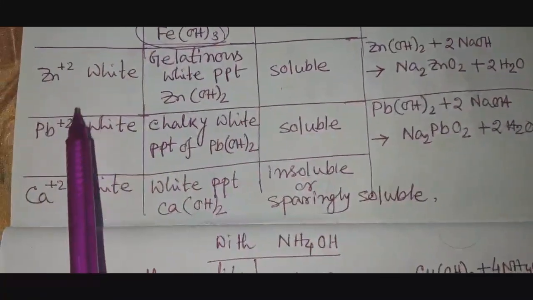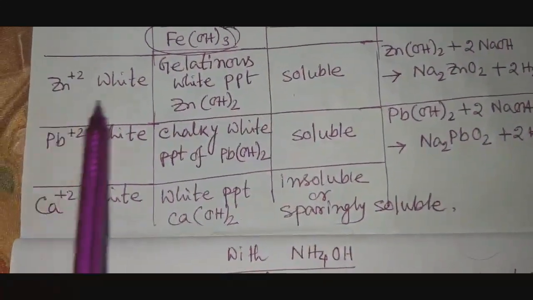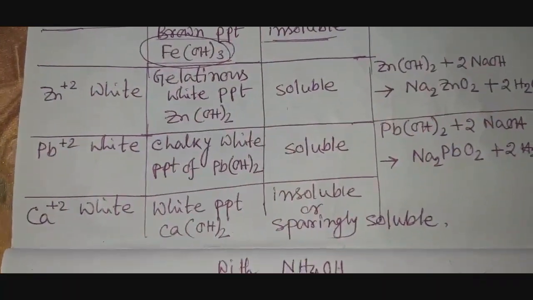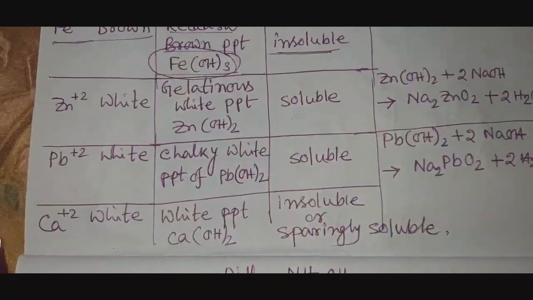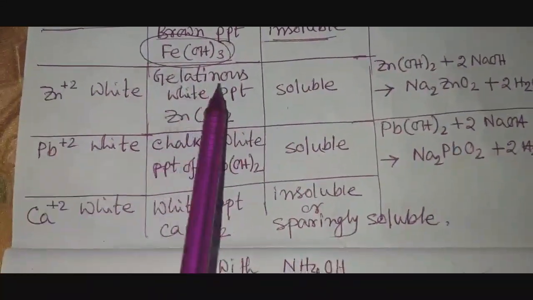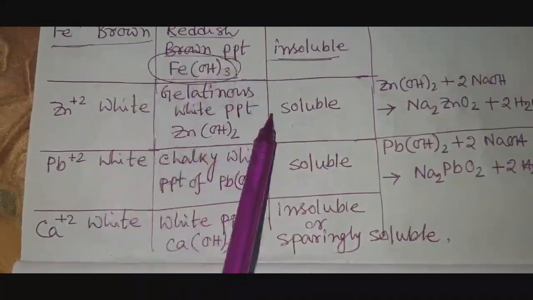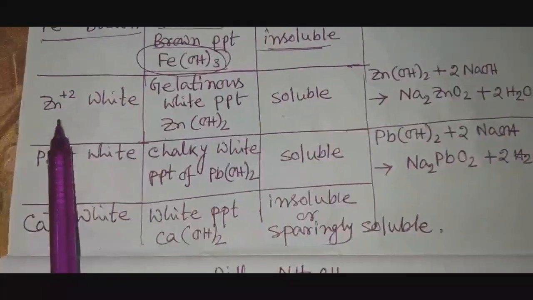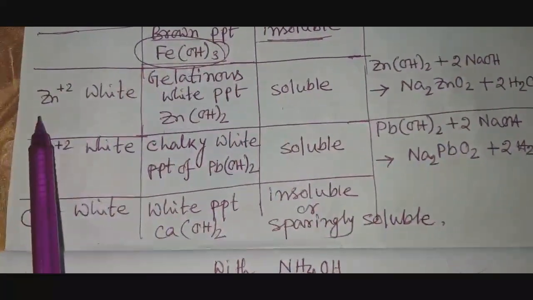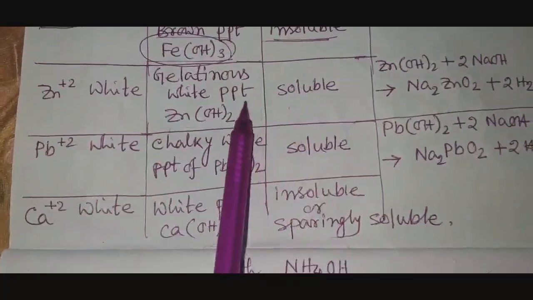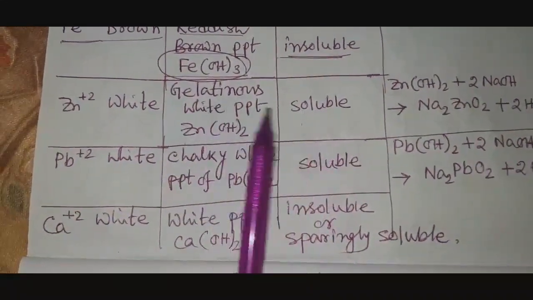Okay, now if we come to these three, zinc, lead and calcium. First I am coming to zinc. White color. White means it is a colorless solution, but whenever the precipitate forms, that is white. So a gelatinous white precipitate of zinc hydroxide. No need to memorize the word gelatinous, but there is a similarity: whenever I say zinc and gelatinous, both start with the same sound. So zinc forms a gelatinous white precipitate. It is soluble in excess of sodium hydroxide.